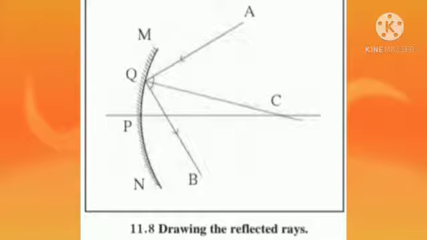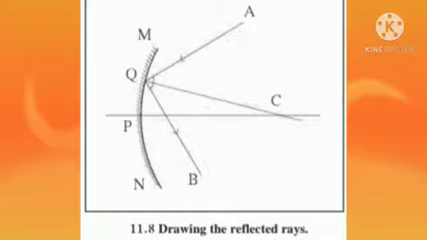Now let us see drawing the reflected rays. In the given diagram, M1 is a spherical mirror and ray AQ is incident on it. CQ is a radius and therefore is perpendicular to the mirror at Q. Thus, angle AQC is the angle of incidence.